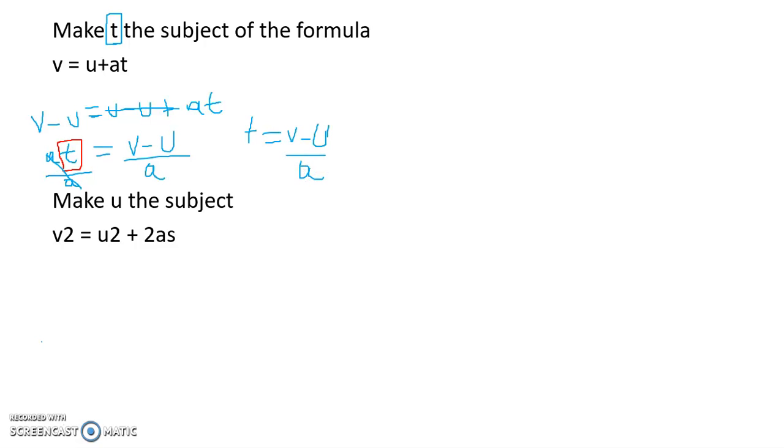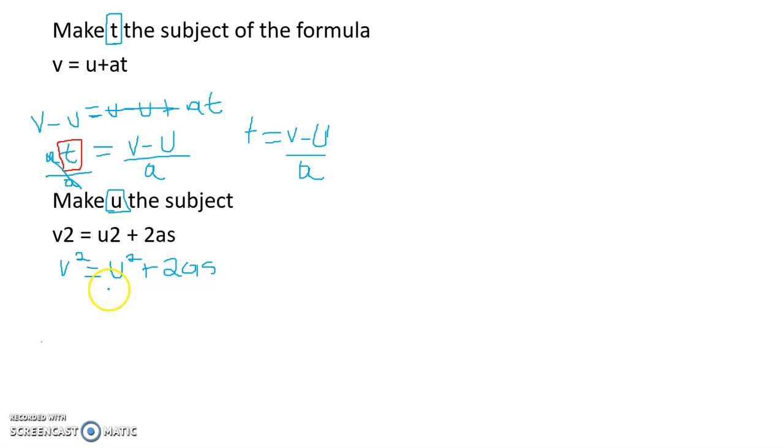Let's attempt the next one. These are supposed to be squares. I forgot to fix them. So this is v squared equal to u squared plus 2as. Now it's asked to make u the subject of the formula.